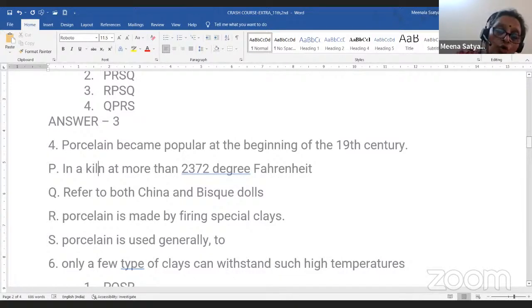I hope you got how I'm eliminating the answers in order to make a meaningful sentence and put them in a logical sequence. And here you got the first and the last ready. So in between the four, you should arrange. So this is one type.